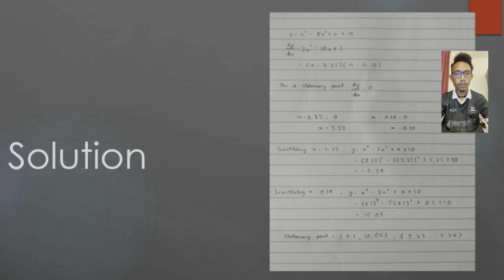To get the y coordinate, we just need to substitute the x into the equation, and we will get y equal to negative 5.24 and 10.05. So the maximum point is 0.1 for the x coordinate and 10.05 for the y coordinate. For the minimum point, the x coordinate is 3.23 while the y coordinate is negative 5.24. That is all from me.